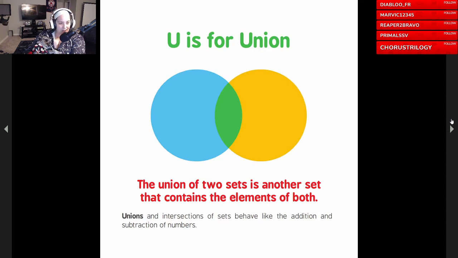U is for union. The union of 2 sets is another set that contains elements of both. Unions and intersections of sets behave like the addition and subtraction of numbers. So in this example, this first set is blue, the second set is yellow, and the union, which is the color that's in both, is green because blue and yellow make green.